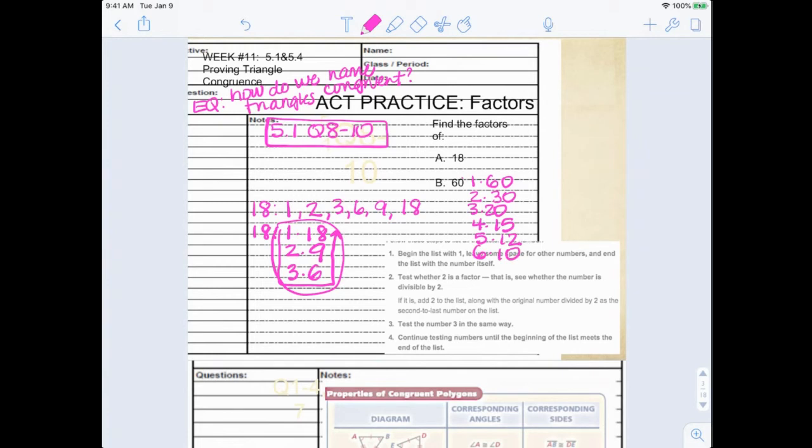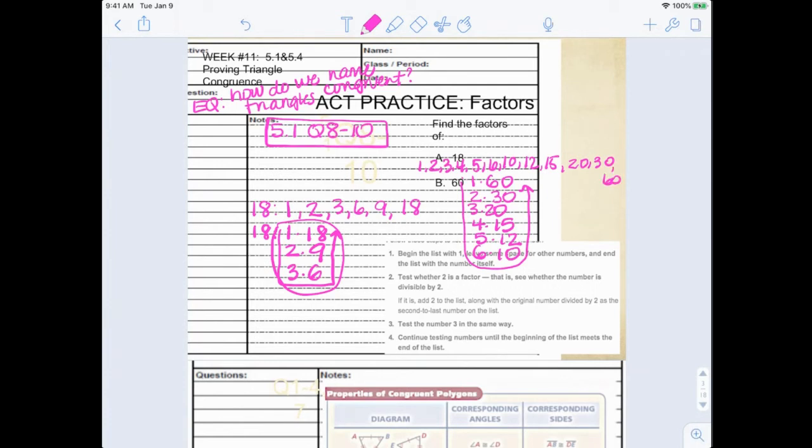Does 7 work? 60 divided by 7? No. What about 8? No. 9? No. But 10 works, but 10's already in my list. So since I now have 10, I can just swoop this little list around. And my list of factors for 60 would be 1, 2, 3, 4, 5, 6, 10, 12, 15, 20, 30, 60. Whoops.